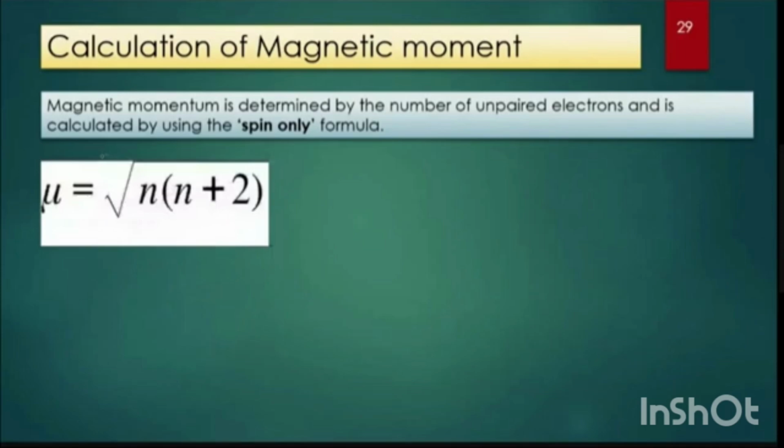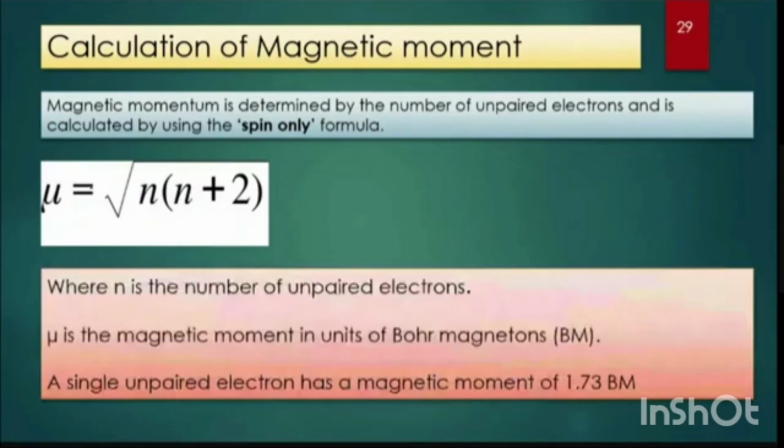Here is the formula: mu is equal to square root of n(n+2). Here n refers to the number of unpaired electrons available, and mu refers to the magnetic moment measured in terms of Bohr magnetons. It is denoted by BM. BM refers to Bohr magneton, which is the unit of measuring magnetic moment.